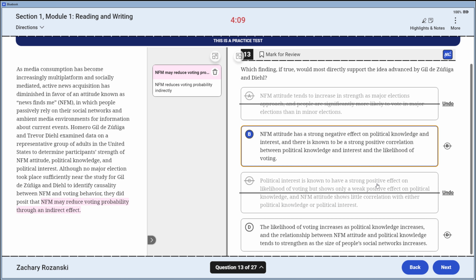It just means that little process that we went through with B. As I look at D, the likelihood of voting increases as political knowledge increases. Okay, that's a good start. And the relationship between NFM attitude and political knowledge tends to strengthen. So they get stronger, but I love that strong negative effects told me that it hurts it.